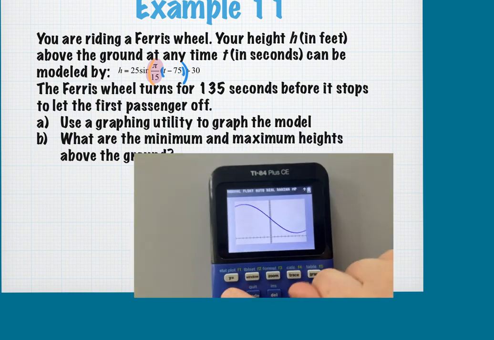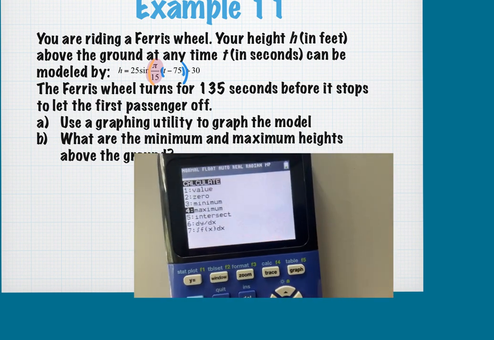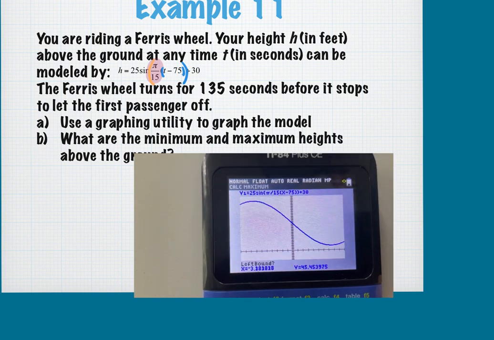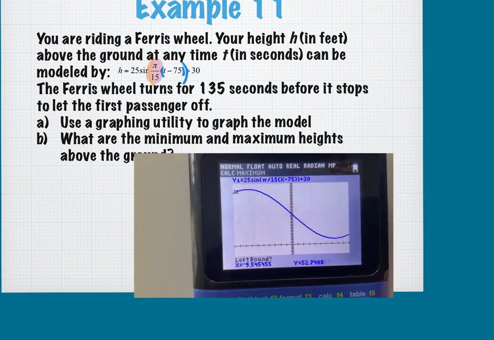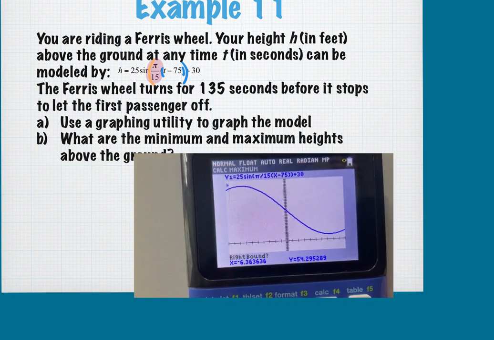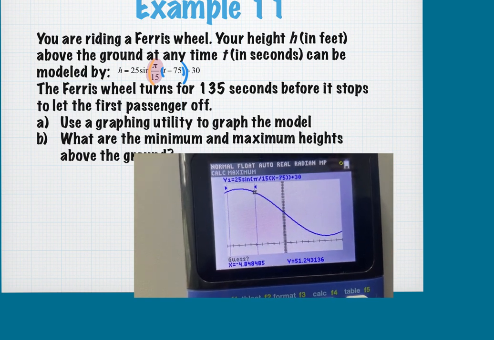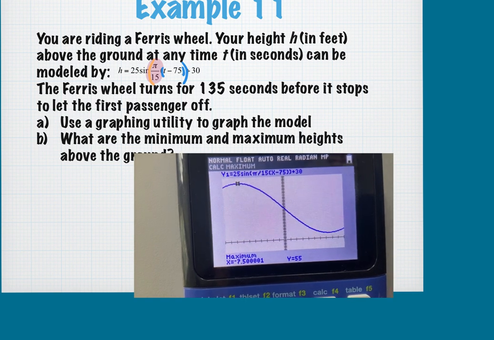Second trace, I go to the calc menu. And if I want to see the max, I hit max. The max is all the way over here, so I'm going to the left of that max. So my y's are getting smaller. I know I've passed it. Then I'm going to the right of the max. And I'm hitting enter, and then it wants me to guess, and I say yes. There's my maximum, which is at 55.